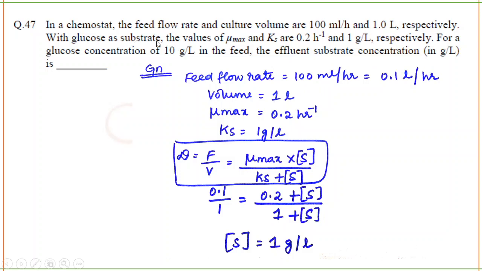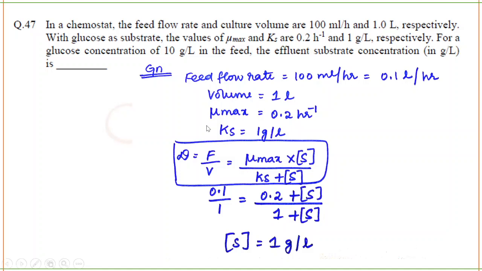With glucose as a substrate, the values of mu max and Ks are also given: 0.2 per hour and 1 gram per liter. Now they are asking, for a glucose concentration of 10 gram per liter in the feed, the effluent substrate concentration. They are asking you the substrate concentration.